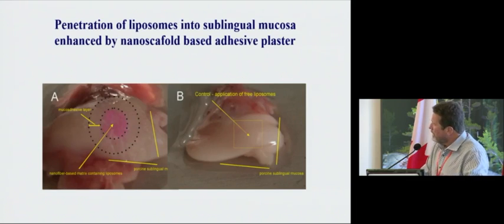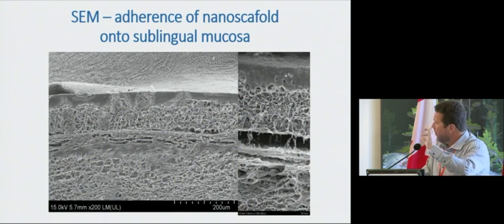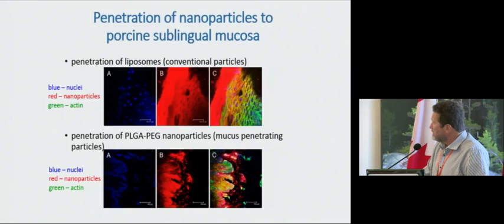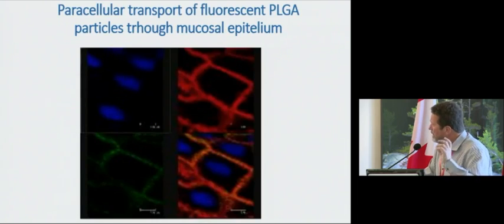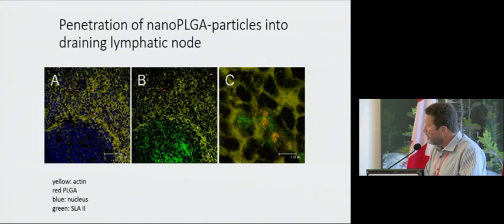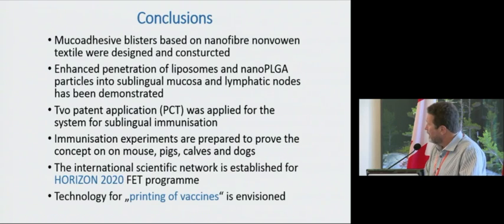So on the left you can see penetration of fluorescent nanoparticles. Here is tight connection of nanofibers with the submucosal tissue, and this is important. Here you can see massive penetration of nanoparticles, and paracellular penetration is clear here. And what is the most important part, we can find after 1-2 hours nanoparticles in draining lymph nodes. So it's a prerequisite to induce immune response in both T and B areas.